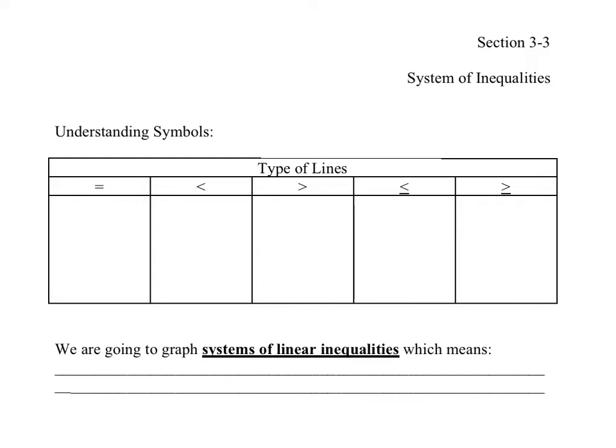So we've done inequalities, we've done systems of equations, now we have systems of inequalities. That's what's going on. So understanding these symbols, the first one is an equal sign. What does that line look like? Solid or dashed? Solid.